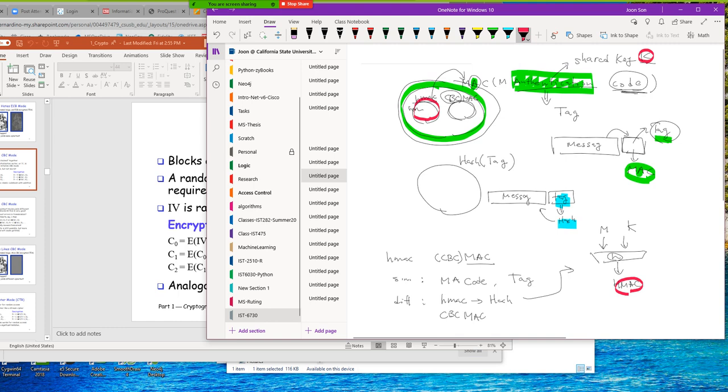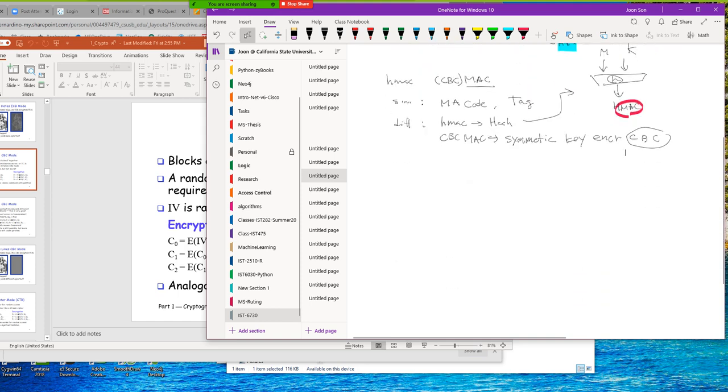And of course it's symmetric key, so you have to use a shared key, right? So for the CBC MAC, they're using a shared key and a symmetric key encryption algorithm called CBC. Okay, so that's a difference actually. I don't want you to confuse them.